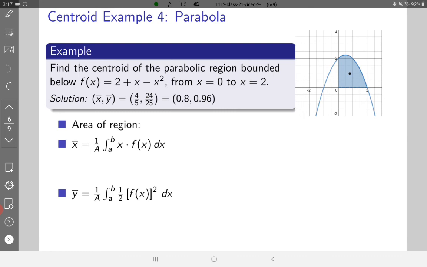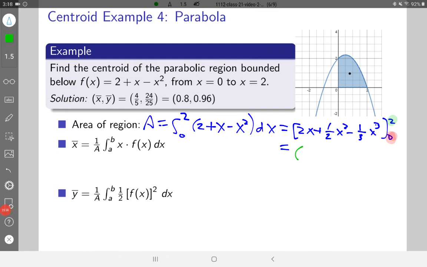Now for the area of the region, this is something where I don't have a nice formula from geometry like we had for rectangle, triangle, or semicircle. So for this one, I'm actually going to have to set up and evaluate some kind of integral, in this case from x equals 0 to 2, of the function itself. That's going to be what tells me the area of the region.